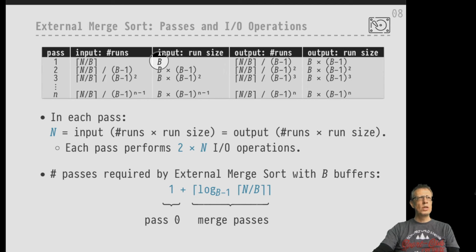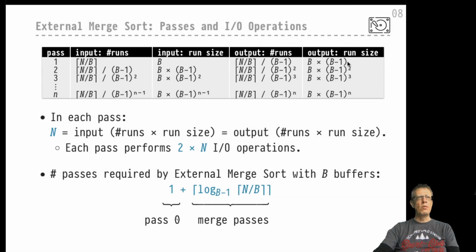In the output we will have fewer runs. Indeed, the output will have n divided by b minus 1 runs. So the number of runs decreases by a factor of b minus 1, as we have just discussed. If b is 3, then the number of runs will halve in each of these passes. But the size of these output runs will of course increase by a factor of b minus 1. So if b is 3, then in each of these passes, the runs will double their length.